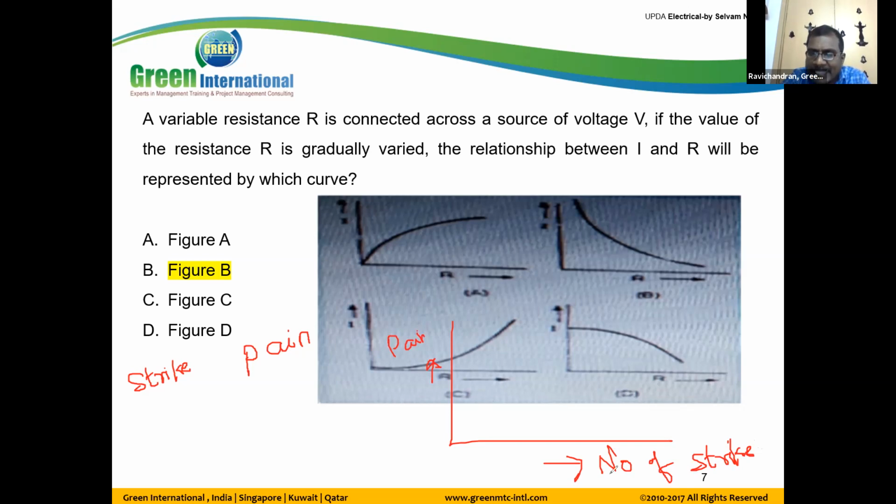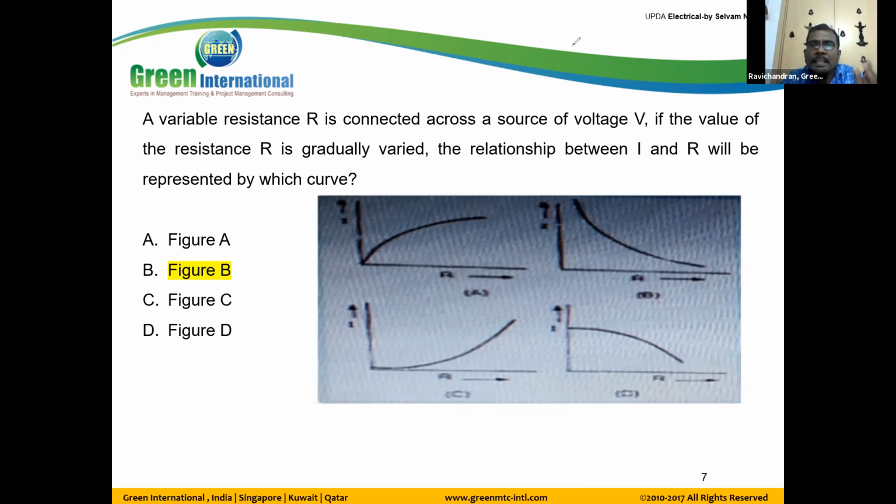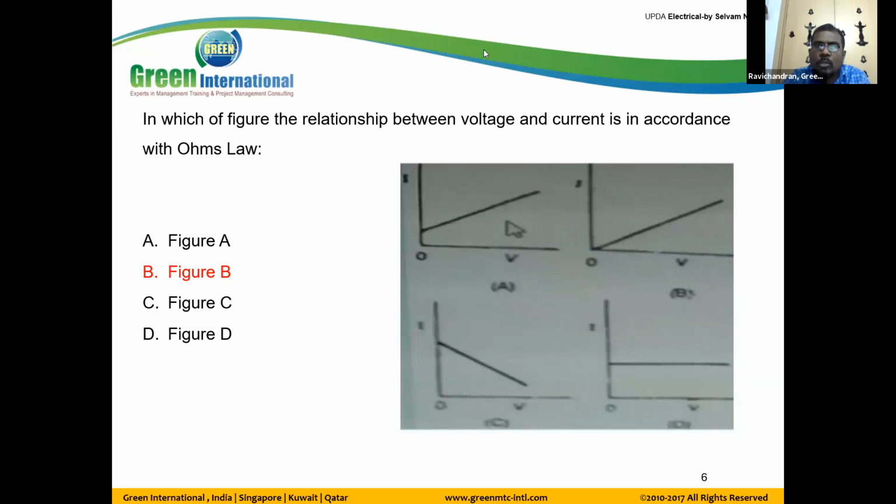So always in the x-axis we have an independent variable. In the y-axis we have a dependent variable. So current is a dependent variable. Correct? So that is the reason. So we chose answer B, not D, because in D, in the x-axis we have current. So that's why here also it is the same, because we have options like this.